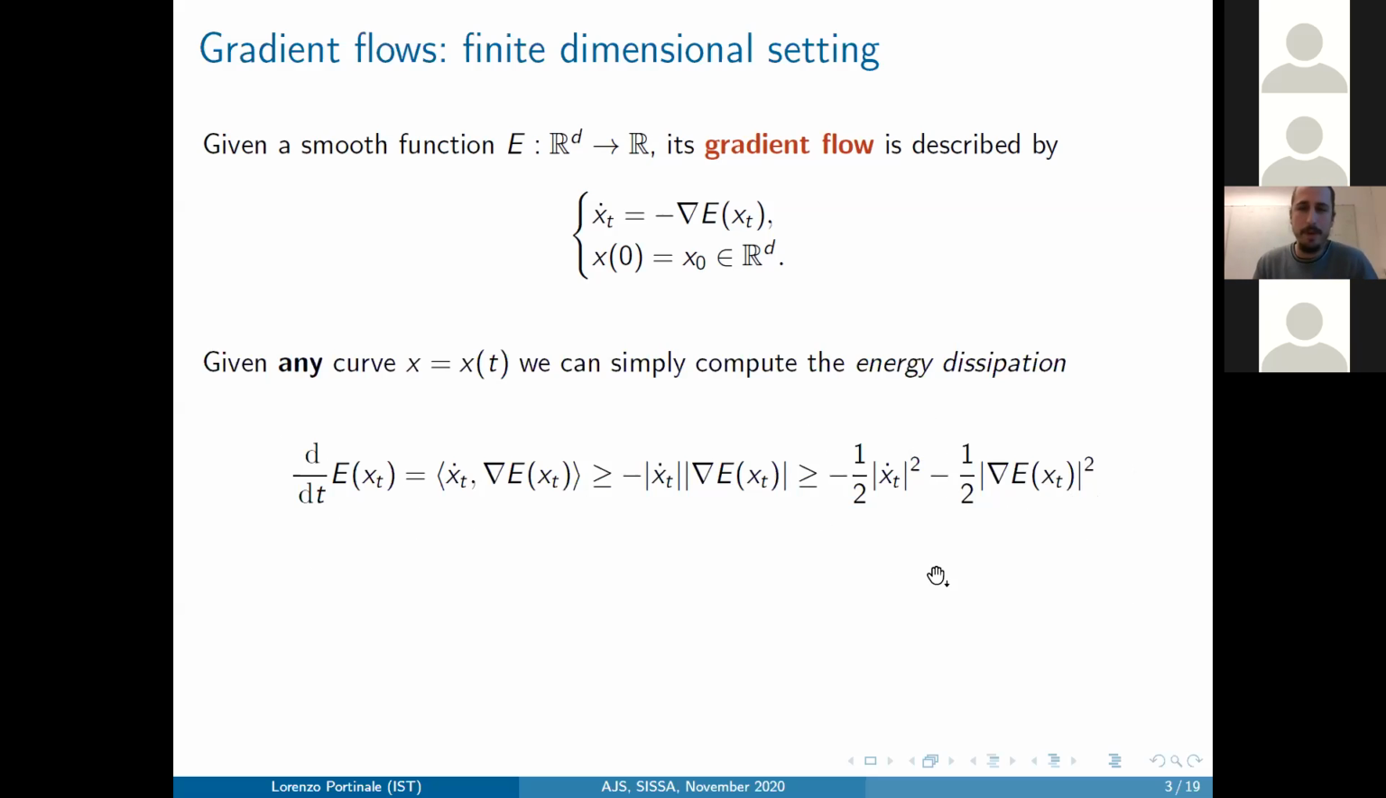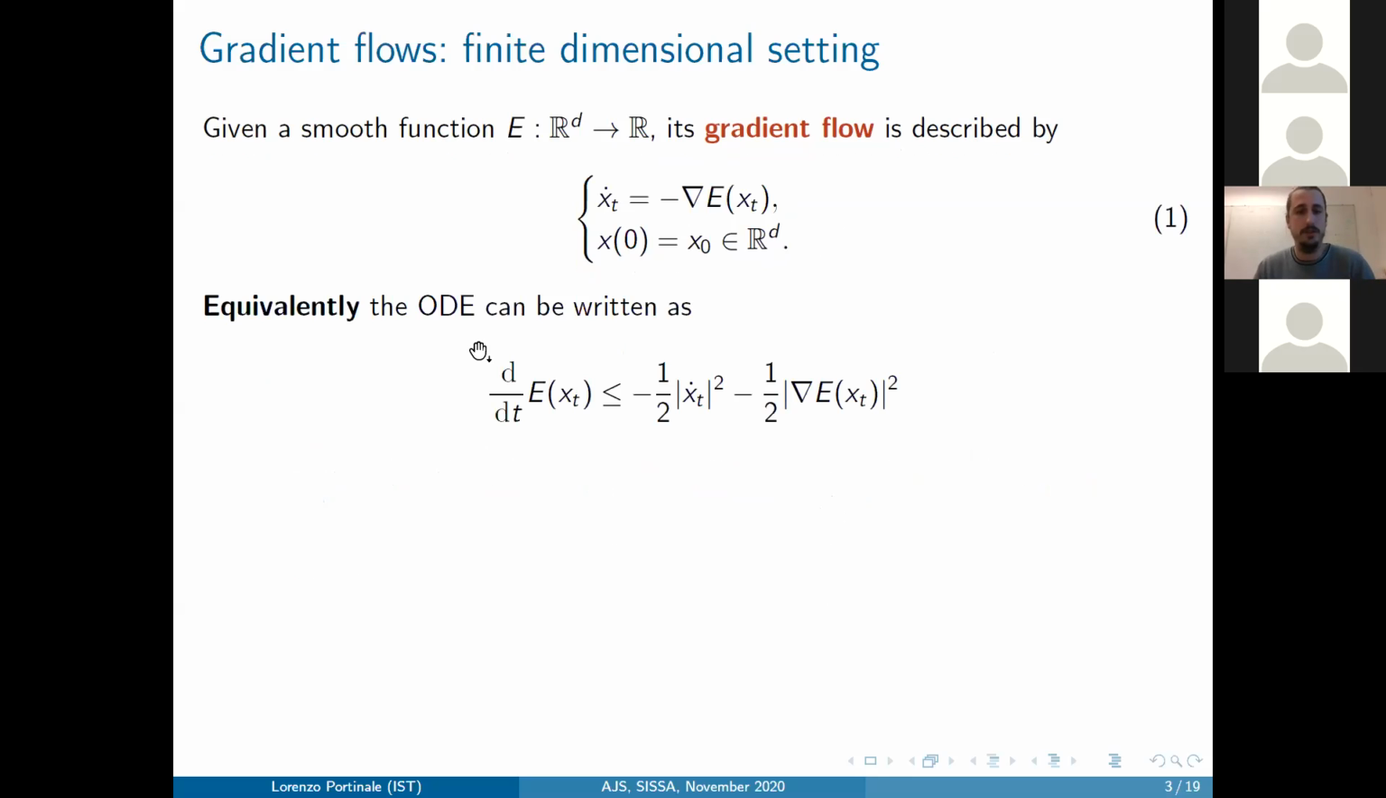But if you pay a bit of attention to this inequality, if I reverse it, so if I look at when these inequalities are actually equalities, you can easily convince yourself that to get equality in Cauchy-Schwarz and also in the Young inequality, you need exactly to satisfy this equation. So in other words, the equalities are true if and only if you actually satisfy the evolution equation. In some sense, it's a different formulation of the same equation. So this inequality here is equivalent to the first line in the definition above.